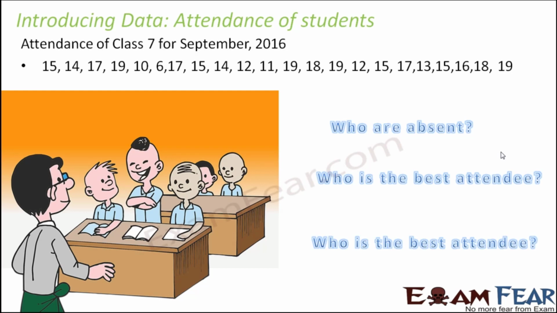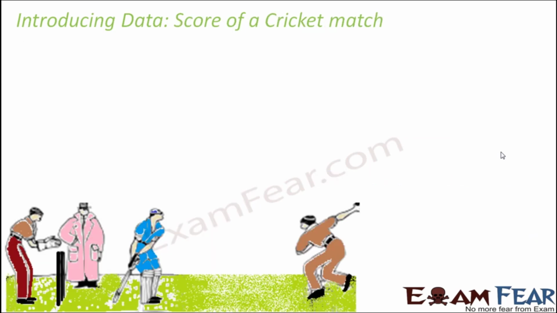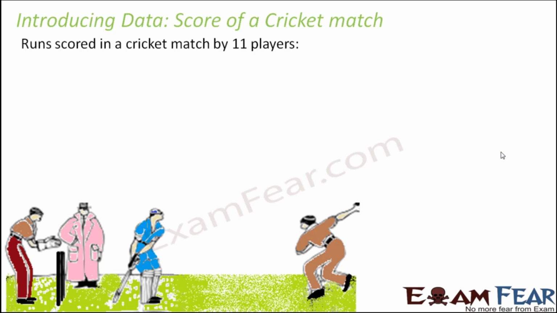So these are some of the questions which cannot be easily answered looking at this data. Let's look at another example. Let's say that there is a cricket match going on, and the runs scored in the cricket match by all the 11 players are given as follows: 50, 100, 80, 10, 15, 6, 15, and so on.